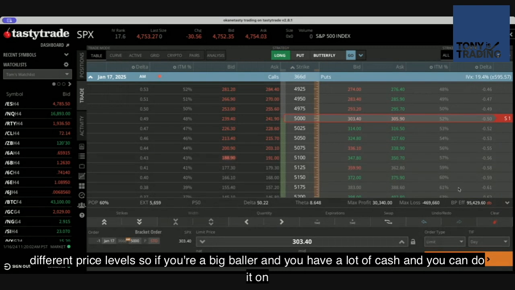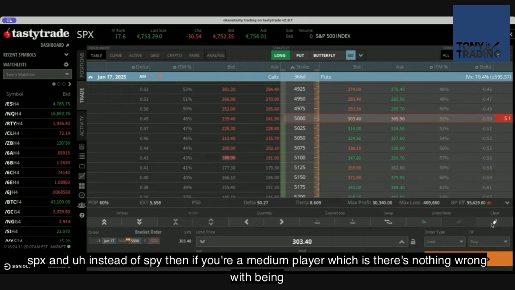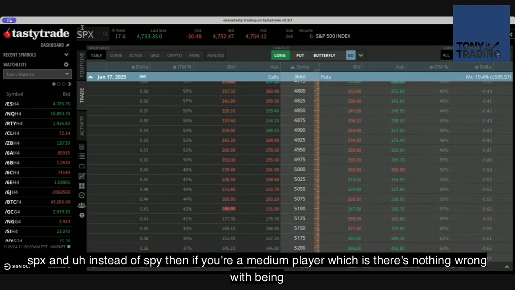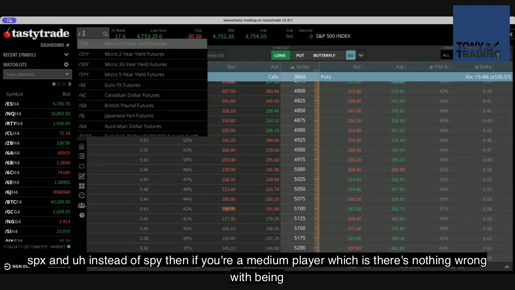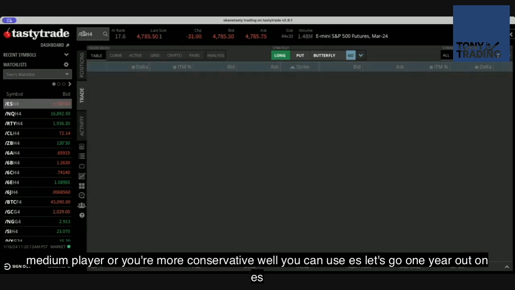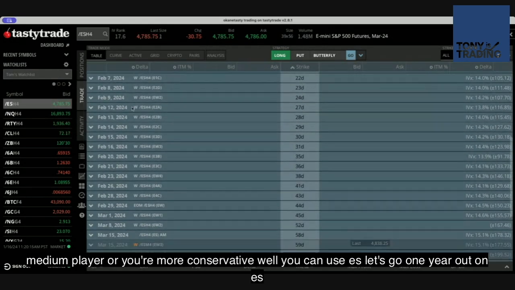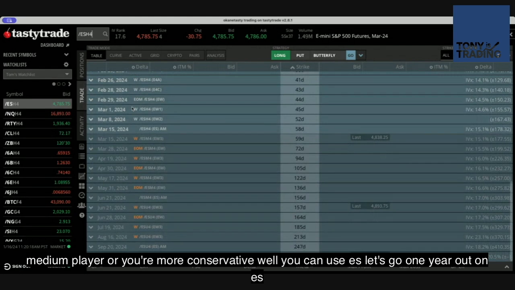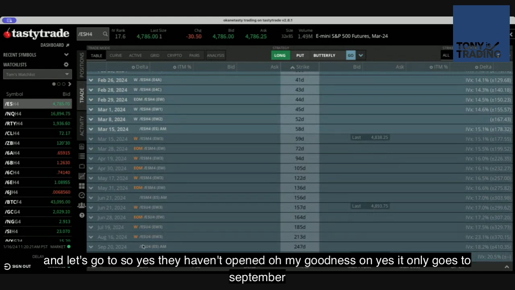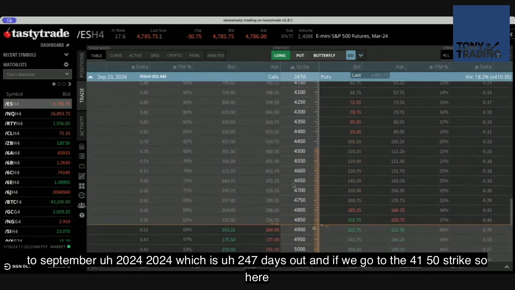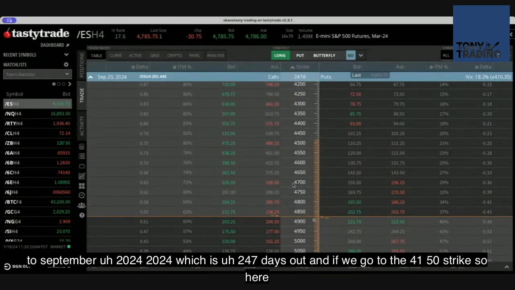So if you're a big baller and you have a lot of cash, you can do it on SPX instead of SPY. Then if you're a medium player, and there's nothing wrong with being a medium player, or you're more conservative, well, you can use ES. Let's go 1 year out on ES. And on ES, oh my goodness, they haven't opened further, it only goes to September 2024, which is 247 days out.